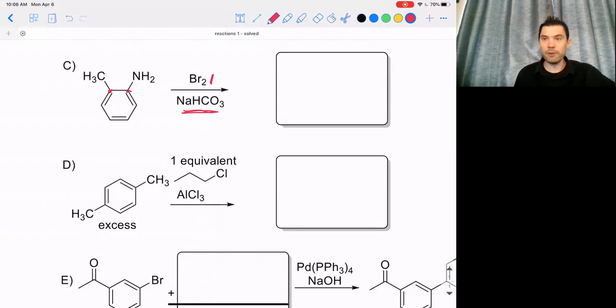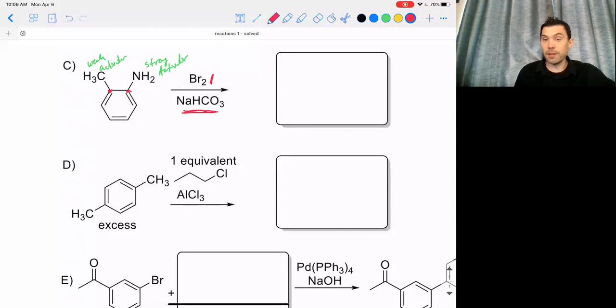And so whenever you have to do an electrophilic aromatic substitution on a ring that has more than one group, I always encourage people to identify what's the strongest activator. And so real quick, if I have to label these, I would say that this is a weak activator, but this NH2 is a strong activator.